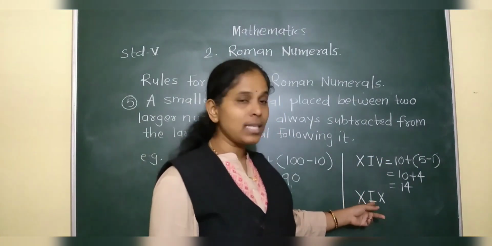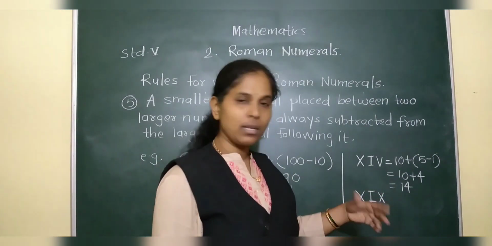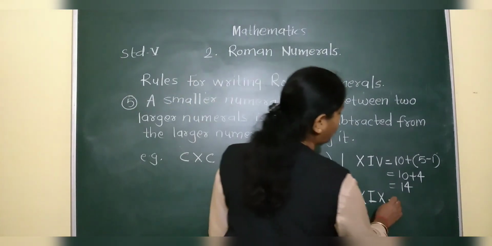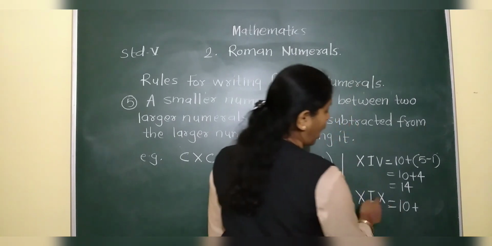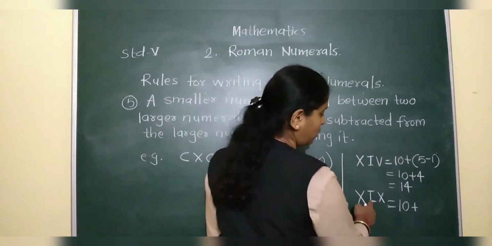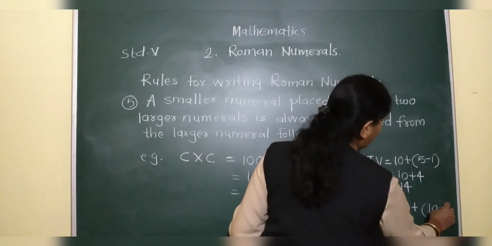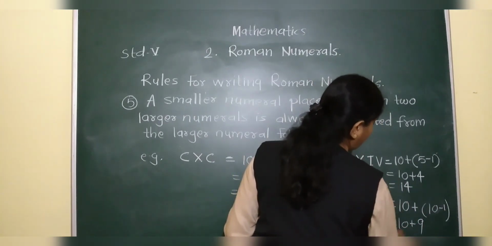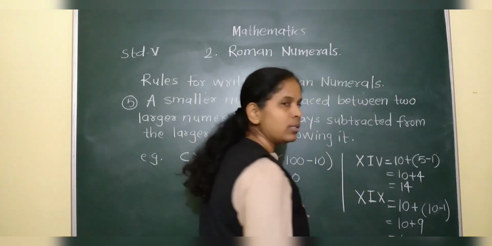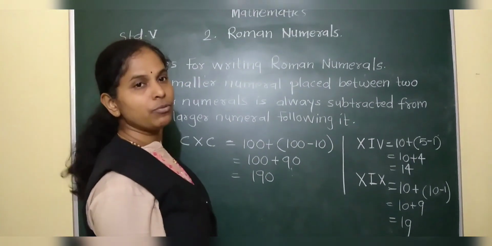Here see XIX. Now the two Xs are larger numerals. So what do we have to do? 10, it means 10 plus IX. What do we have to do? From 10 subtract 1. That is 10 plus 9, which is equal to 19. So, did you understand this rule?